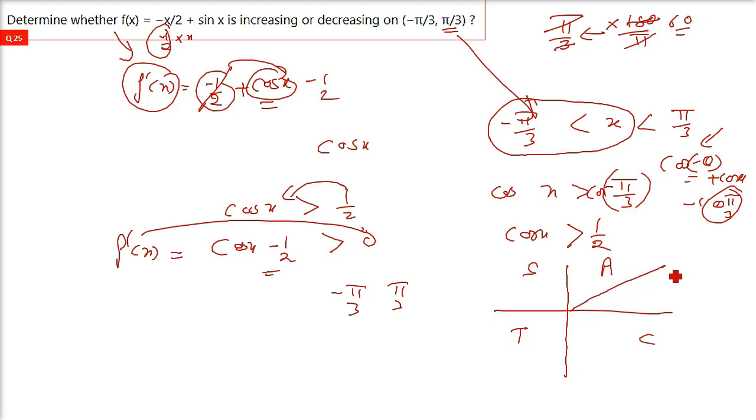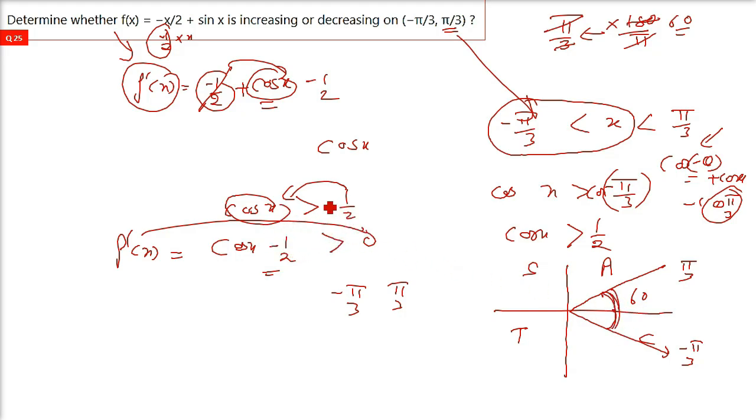What is this pi by 3? 60 degree. And what is minus pi by 3? Whenever you have negative with the same one, it is just the mirror opposite or reflection. So this is negative pi by 3. Now you see, in the first quadrant and in the fourth quadrant, cos x is positive.